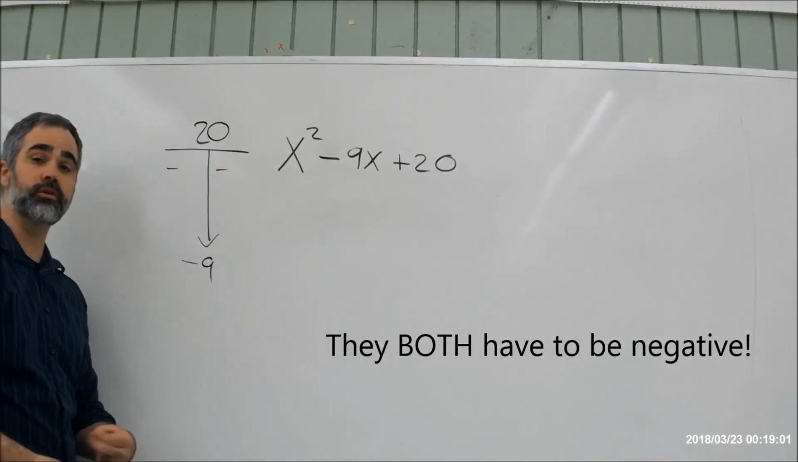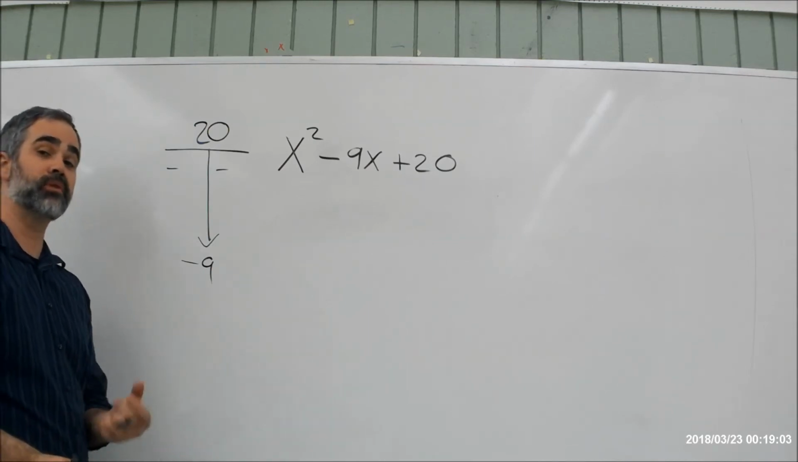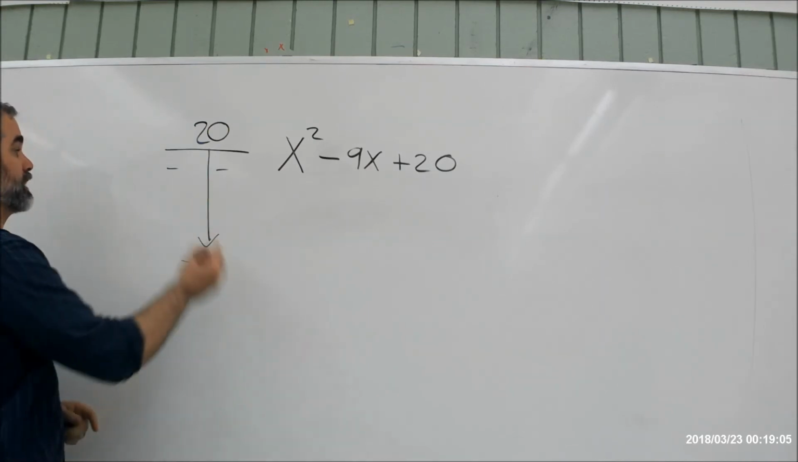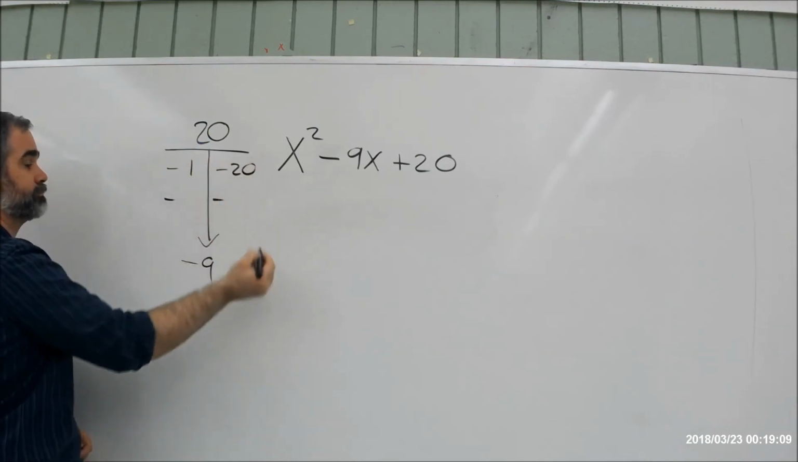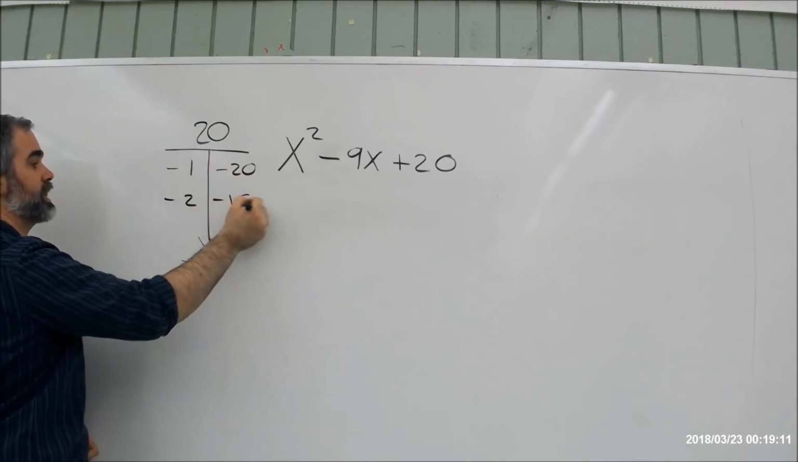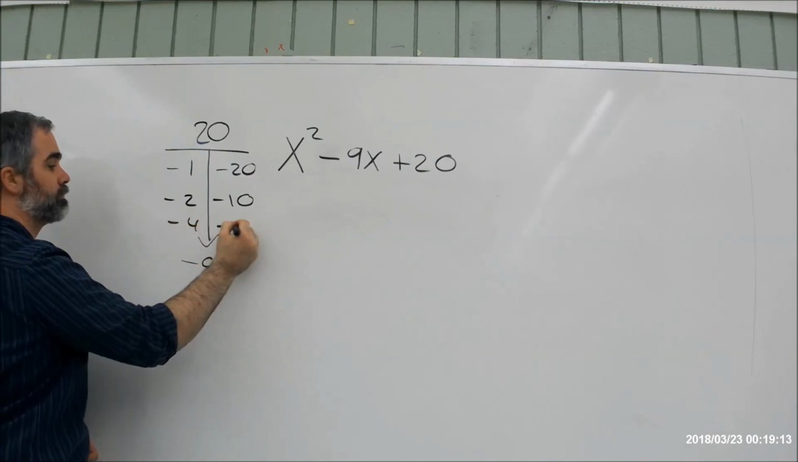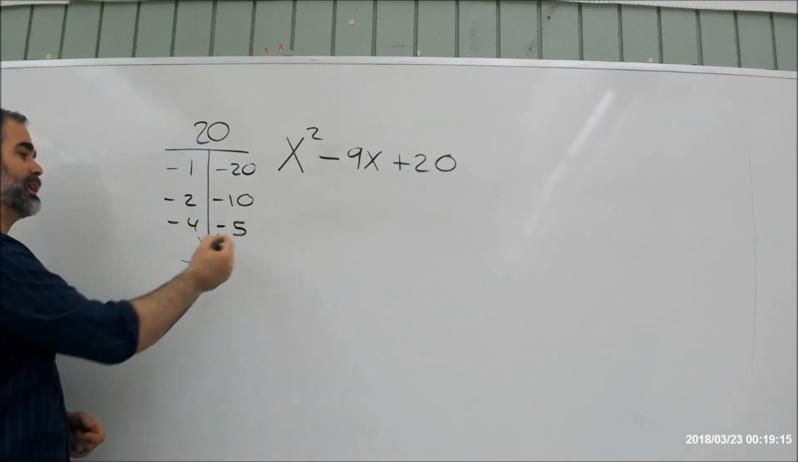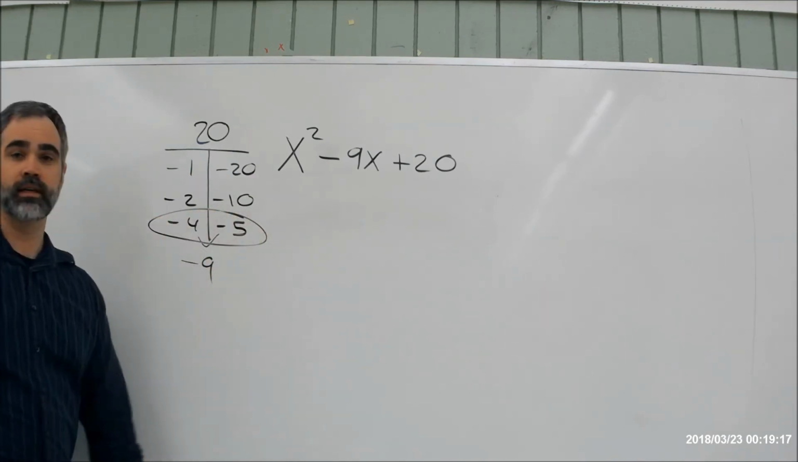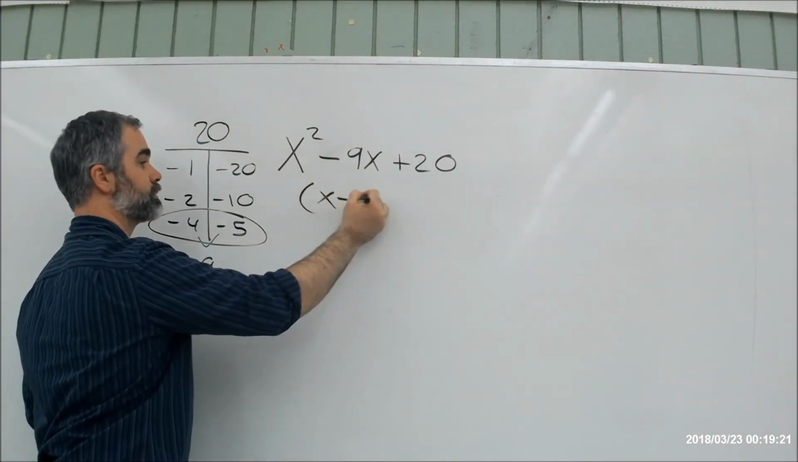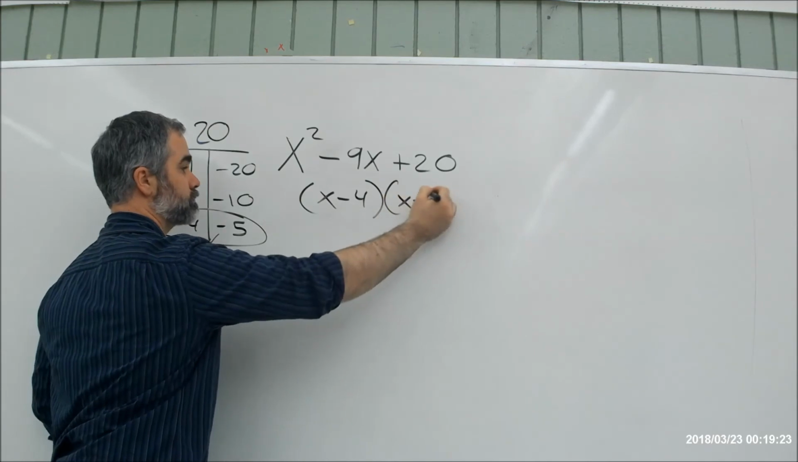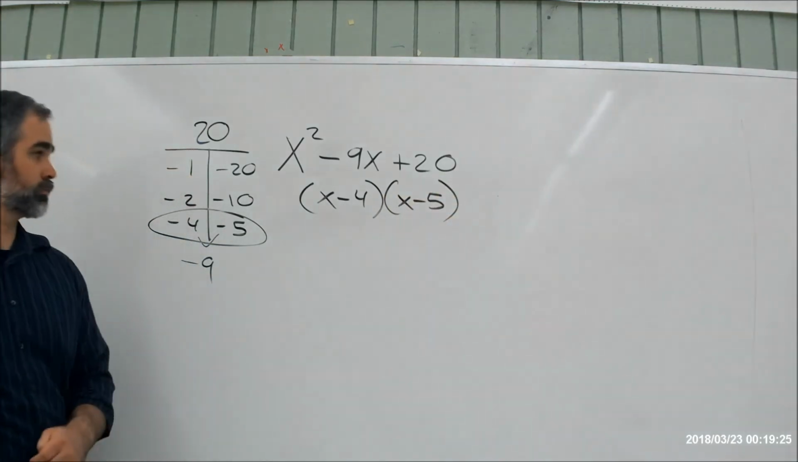And I would encourage you, as you're finding these multiples, to put both negatives here so you remember that at the beginning. So you could have negative 1 and negative 20. You could also have negative 2 and negative 10, or negative 4 and negative 5. These are the possibilities. Negative 4 and negative 5 add to be negative 9, which is going to give you your answer. And there you go.